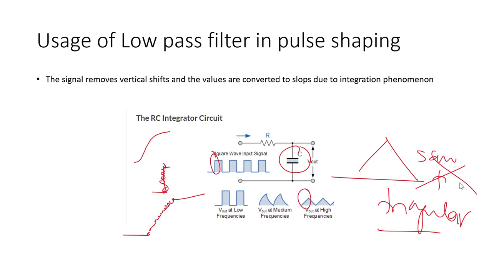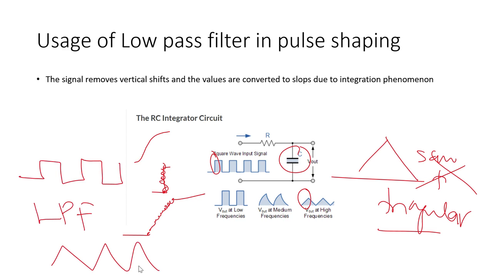This is a phenomenon which can be observed by taking a square wave at the input and using a low pass filter. What will we get? We will get it this way.